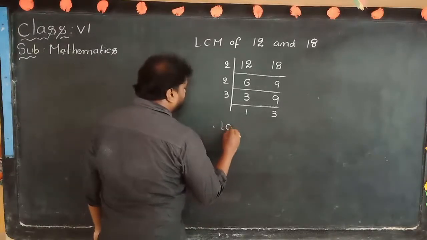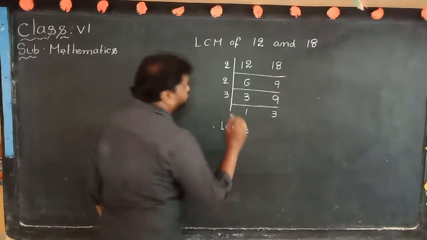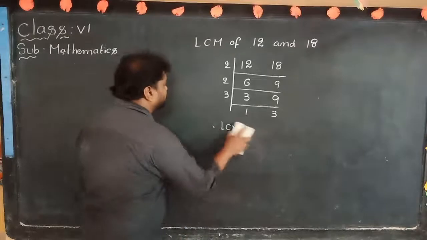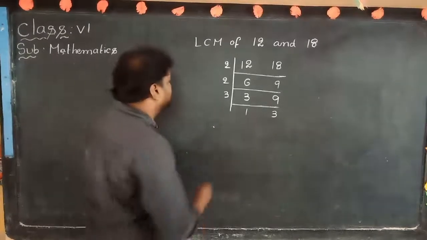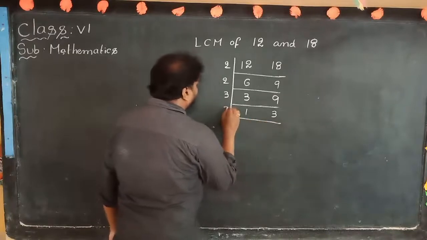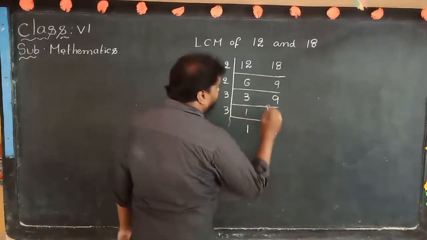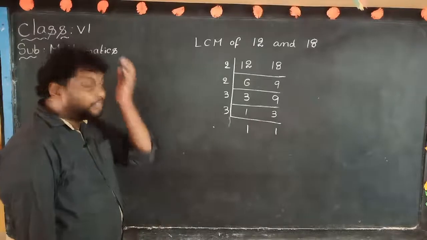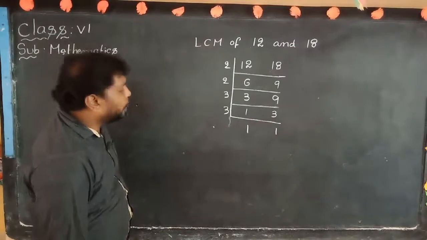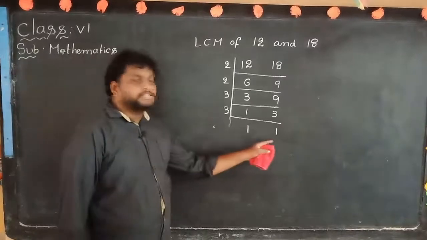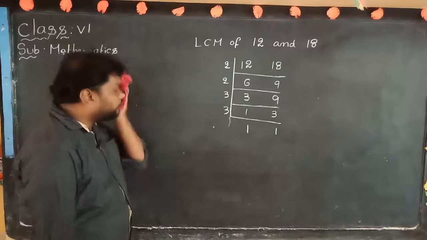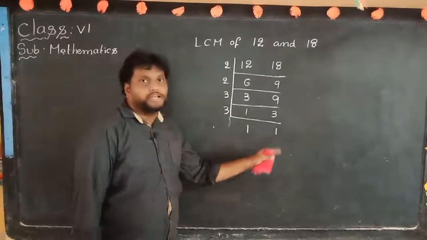Now LCM is equal to... otherwise, if you write one more step, 3 ones are 3, 3 ones are 3. The process we have to continue up to here. In the last we will get ones. We have to continue the process until we get ones.